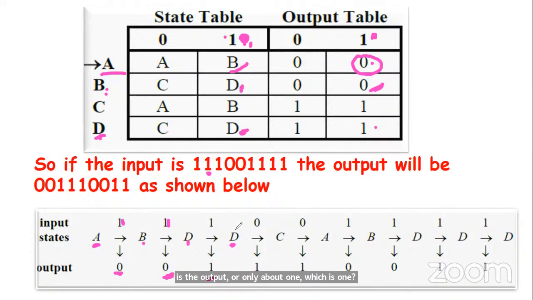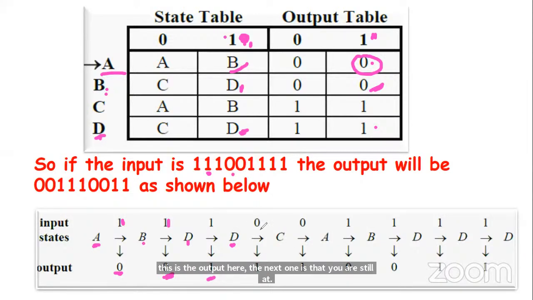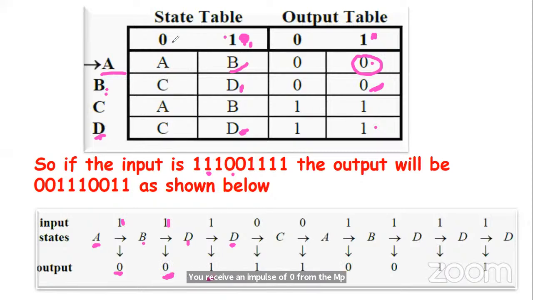The next one is that you are still at D. You receive an input of 0 from the input string. Now you are at D and you receive an input of 0. Where does it take you to? C. It takes you to C. And what is the output of D under 0? 1. So this is where you see this 1.